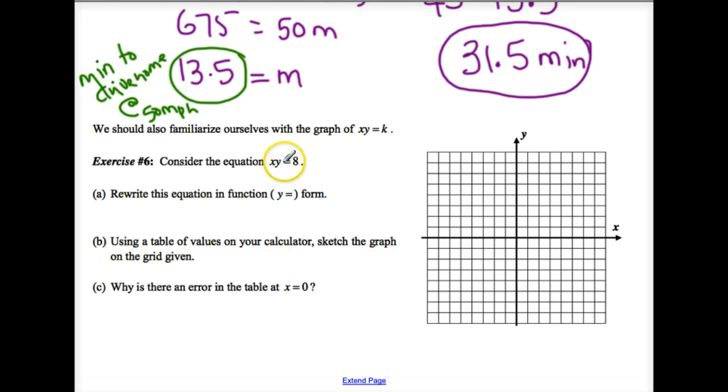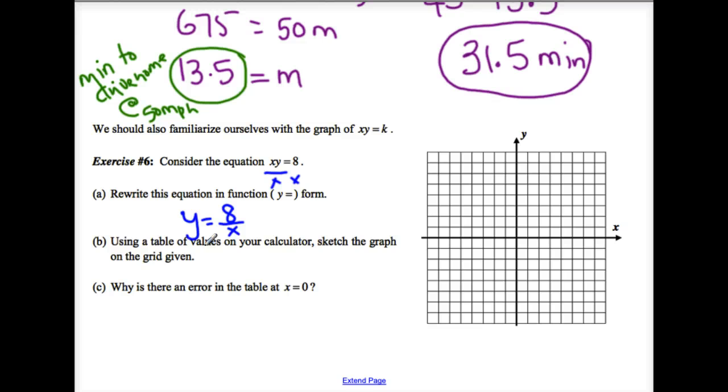So I want to get rid of x. In this case, it's multiplying. What I need to do is divide both sides by x, and I'm left with y is equal to 8 over x. Using a table of values on your calculator, sketch the graph on the grid. Why is there an error in the table at x equals 0? So we need to get our calculators.